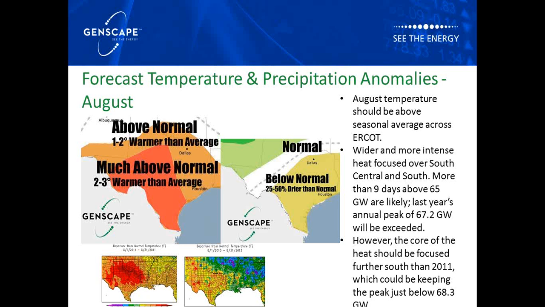So August, temperatures should pretty much be above seasonal across all of ERCOT. Wider and more intense heat focused in the south and south central, with more than 9 days above 65 gigs. We're expecting to have a stronger load than last year's 67.2. We think that will be exceeded, but not as strong as the overall peak load of 68.3 experienced on August 3rd of '11.